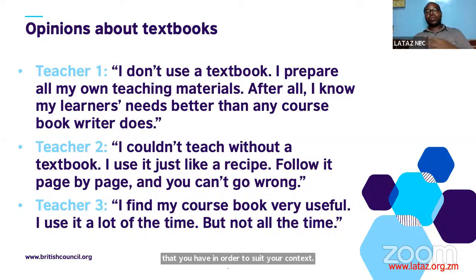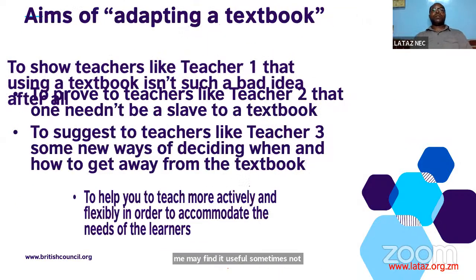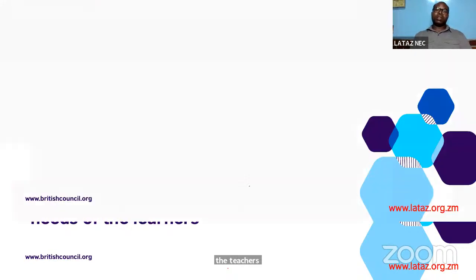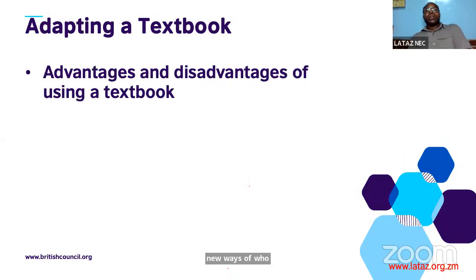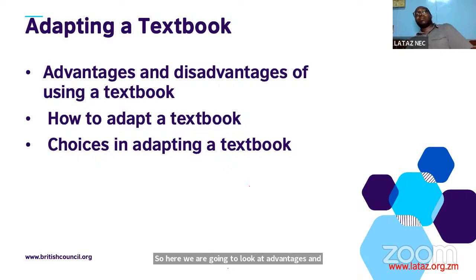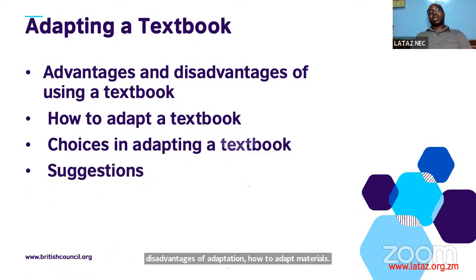So it helps us to provide solutions to these types of teachers, 1, 2, and 3, where 1 doesn't use textbooks, where number 2 can't teach without textbooks, whereas number 3 may find it useful, sometimes not useful. So adapting textbooks or materials is about providing the teachers some sort of new ways of teaching particular areas. So here we are going to look at advantages and disadvantages of adaptation, how to adapt materials, and then some choices we need to make, and also some suggestions.